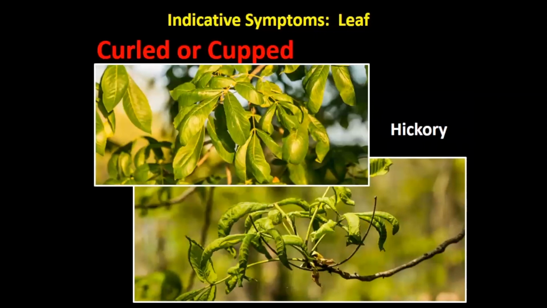The first is curled or cupped leaves. And here we see this in hickory. At the top, we have curled and cupped hickory leaves that are fairly modestly curled and cupped. And then, as you can see, a more severe type of injury at the bottom on this particular slide.